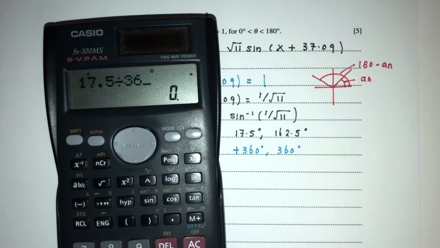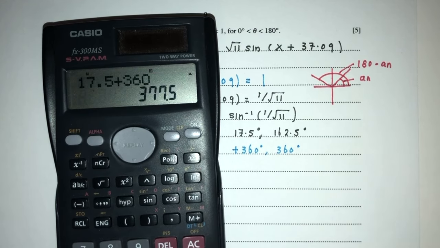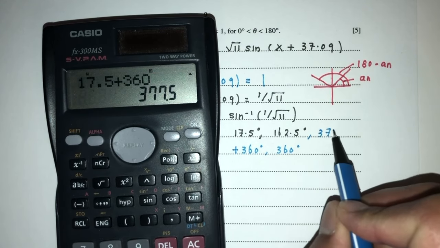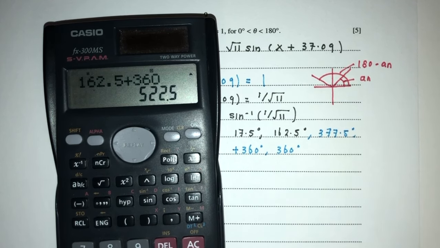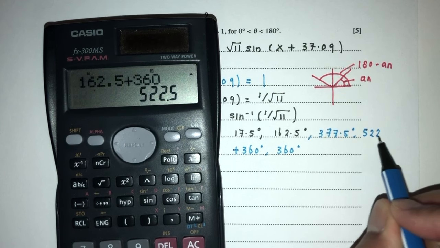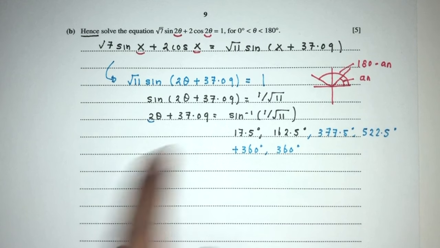So 17.5 plus 360, that will be 377.5. That will be 522.5. Right, so we have these four values to work with to solve this one.